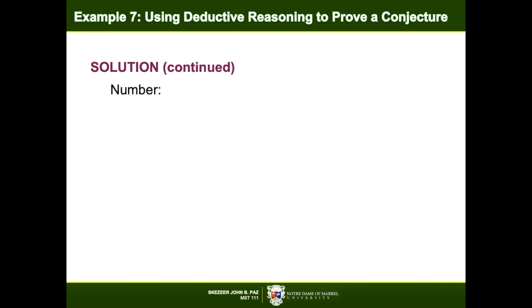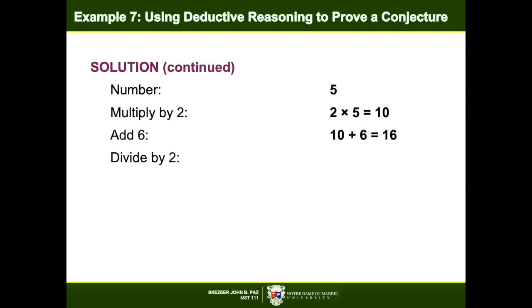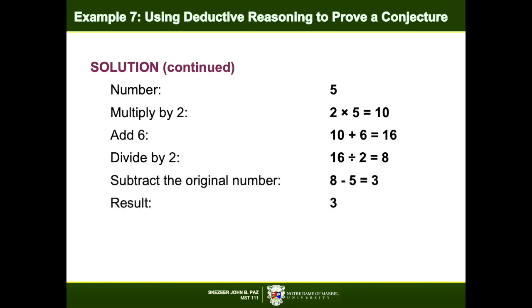Now, let's continue. Let's pick 5 as a number. Multiply it again by 2. Add 6. The answer is 16. Divide by 2, that is 8, and subtract the original number, that is 5. So the result is also 3.